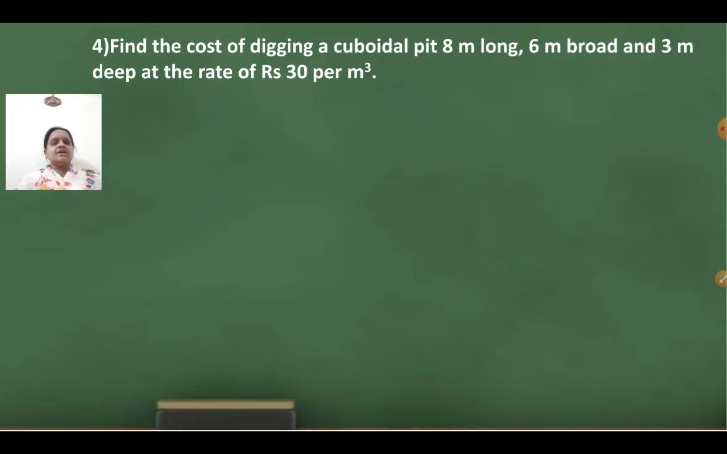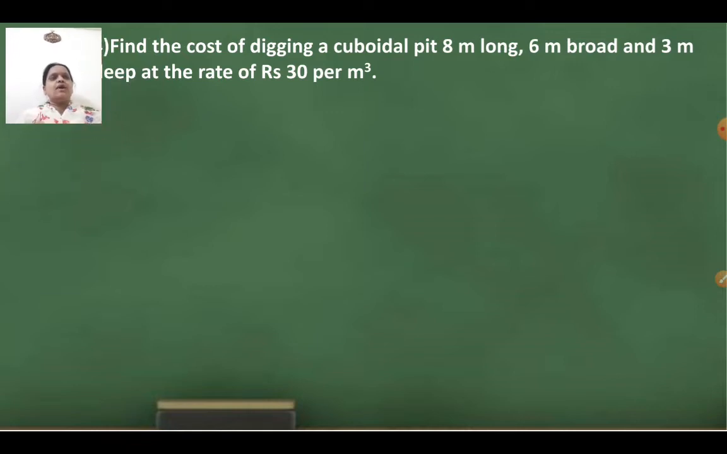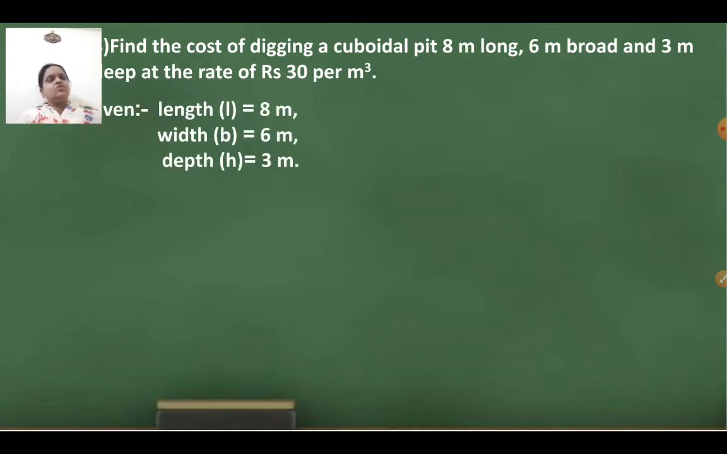First of all, understand the sum. If you want to dig it, that means you are using the inside part. So we will find the volume of that cuboidal pit, and the cost we want to find. Whatever volume you get, multiply by 30. The space occupied by that cuboid, the inside part, means we will use volume. So what is the volume of a cuboid? That is L into B into H.